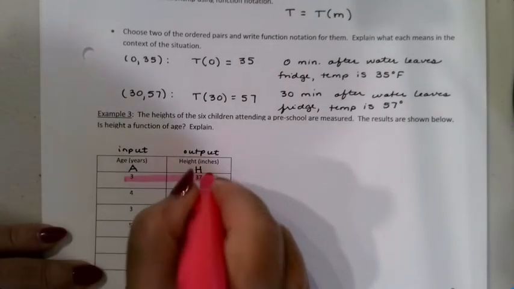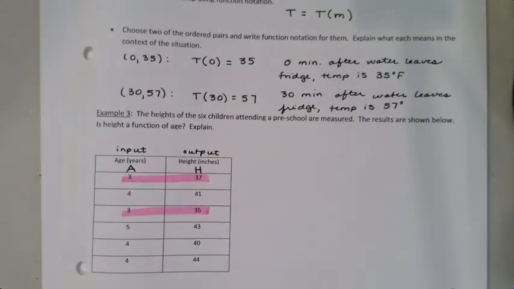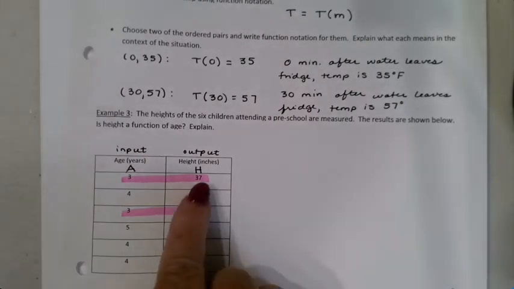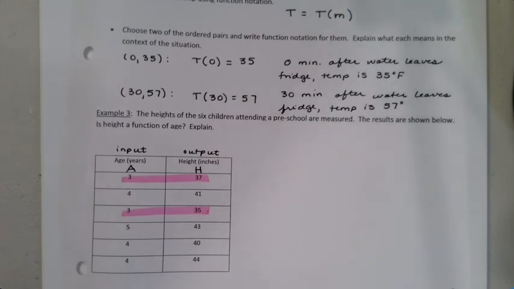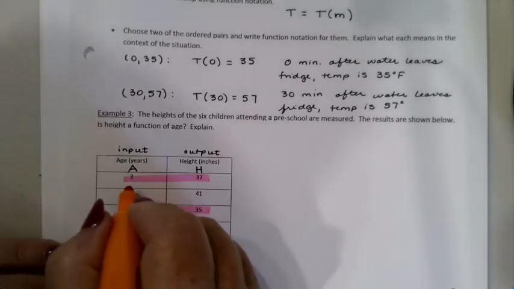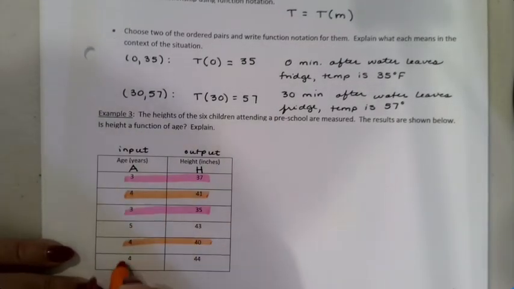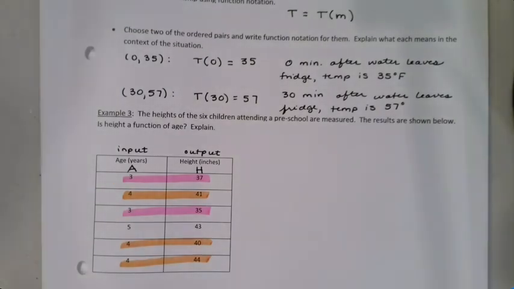Here are 2 children who are both 3 years old. So I have the input 3 in my table twice. And yet notice the 2 3-year-olds have different heights. Not uncommon, right? But it does mean that I'm not looking at a function here. Height is not a function of age. Height depends on other things besides just the age of the child. There are other examples here. You have 3 4-year-olds at this preschool, and they all have different heights. So no, in this case, there are inputs that have more than one output, so this is not a function.